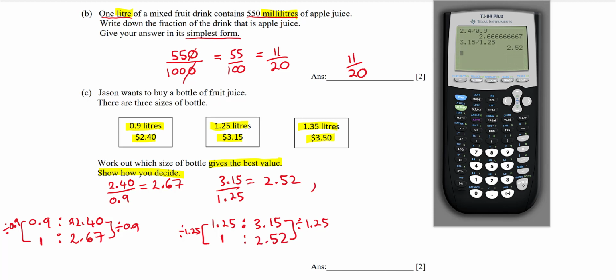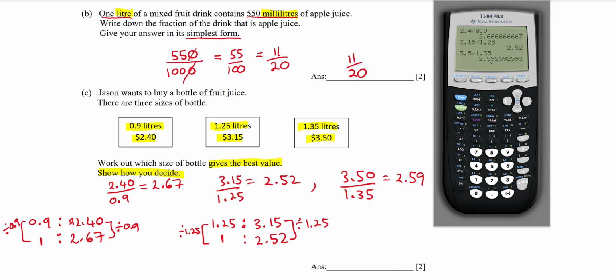So our final one then is going to be $3.50 divided by 1.35, and working that out, we get 3.5 divided by 1.35, and that is equal to $2.59. We're going to round that to 2 decimal places.